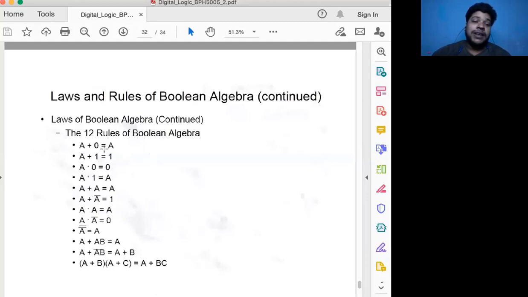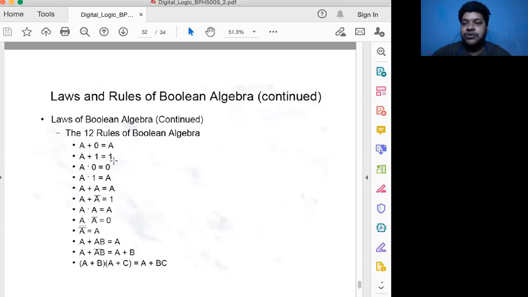So A plus 0 is A. If there are two inputs where we are giving A and we are giving 0, so if this is being added, the output will be A. This is quite simple. But at the same time, if you say A plus 1, it is always 1. If A is 0, it doesn't bother. If it is 1, then 1 plus 1 is 1. So these are the handy things we use when we simplify circuits.